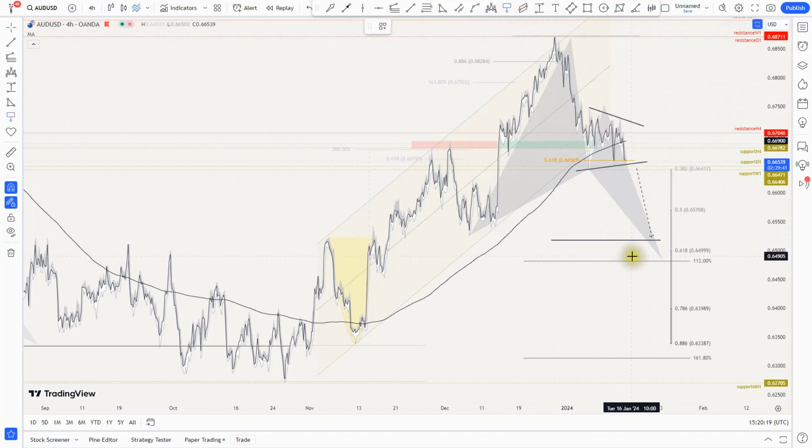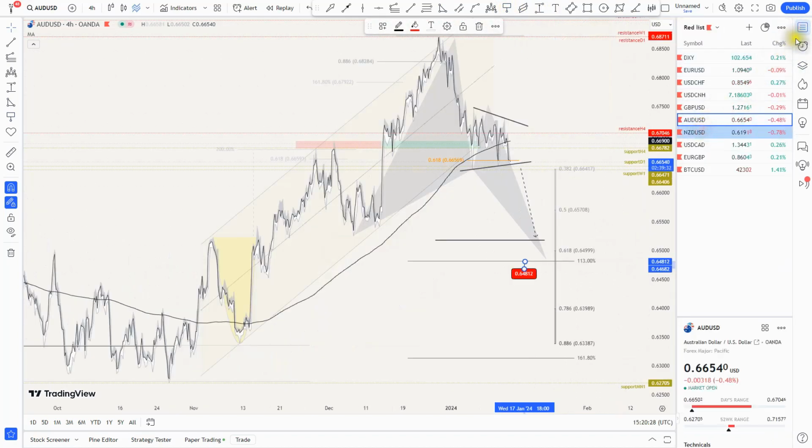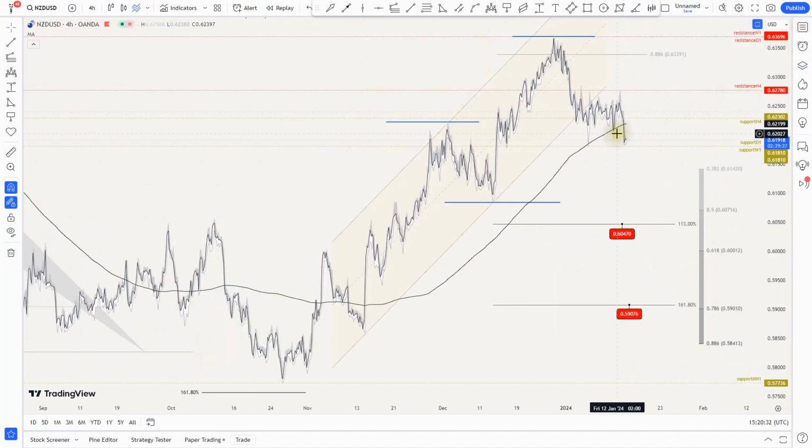So that's another possibility also for the Australian dollar. Let me tag this pattern, let's say 64.81. And the same may happen for the Kiwi. Very much the same.